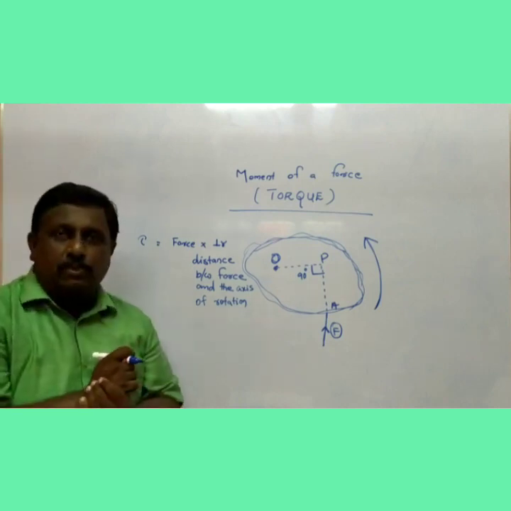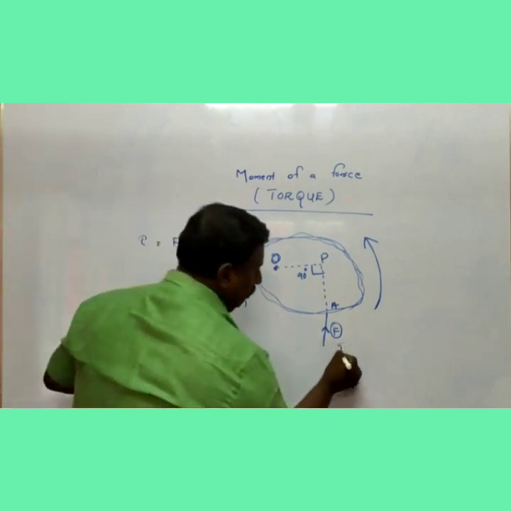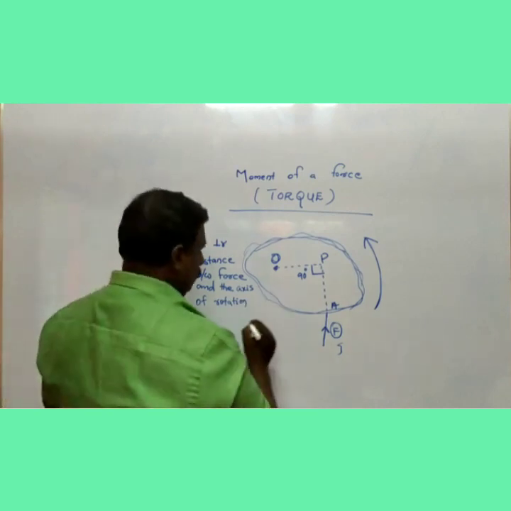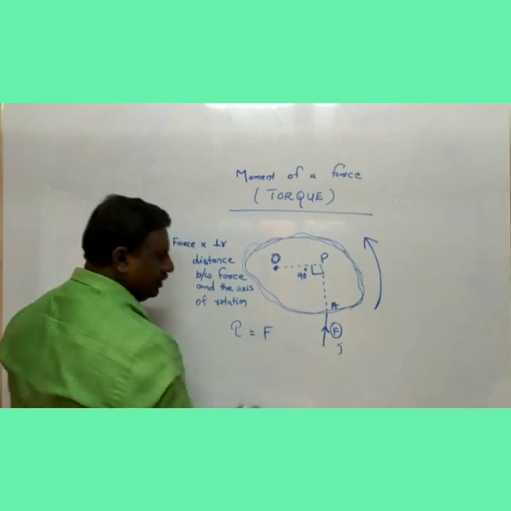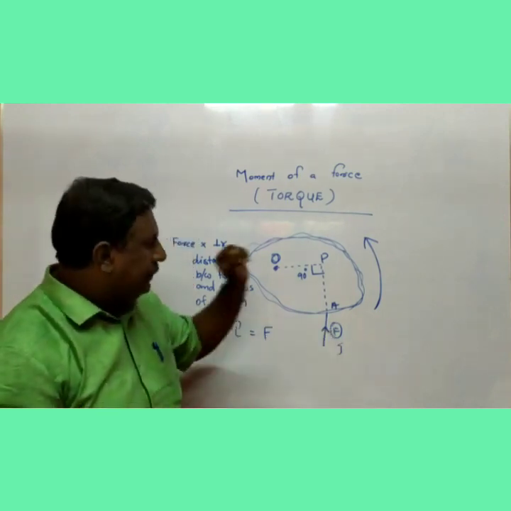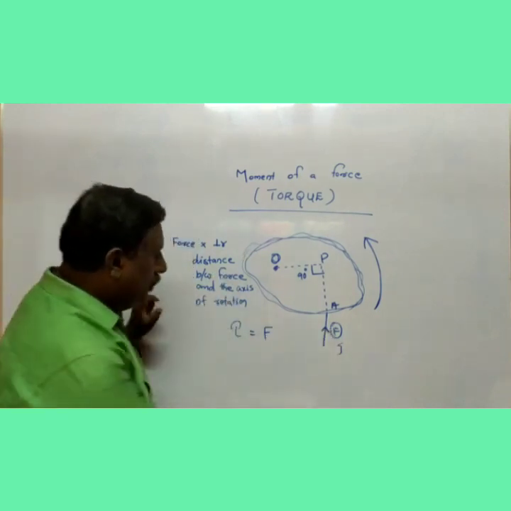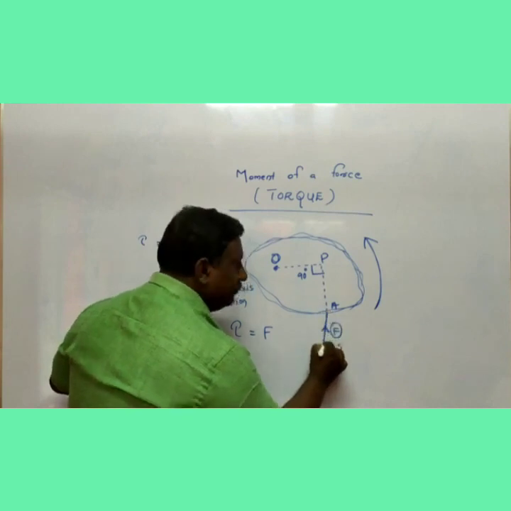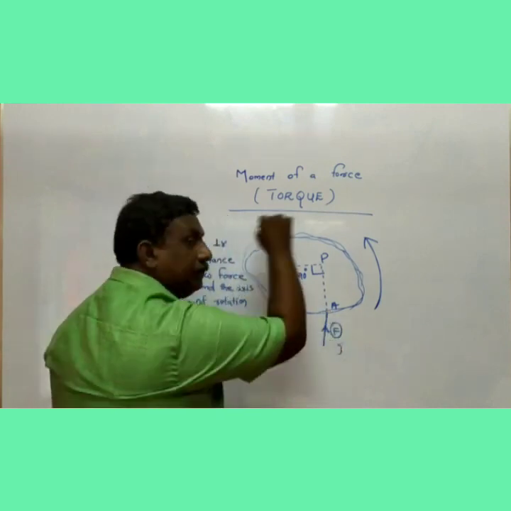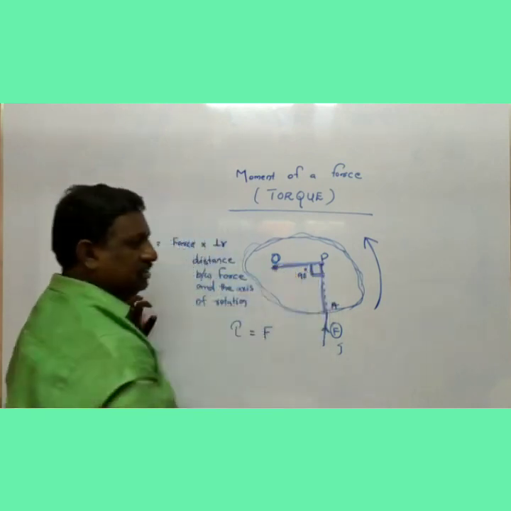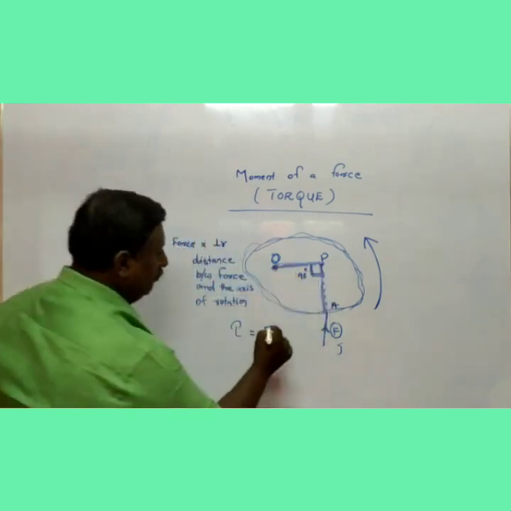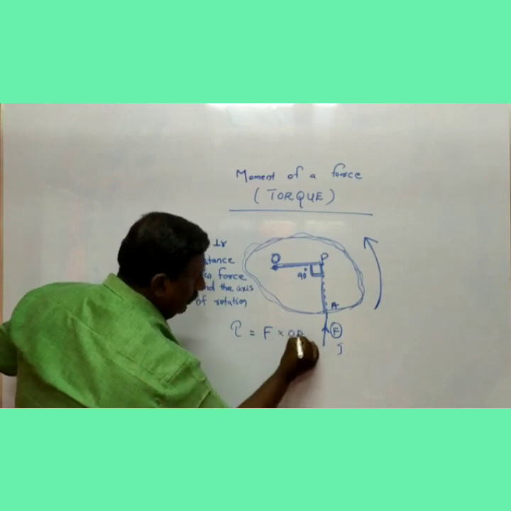Tau is equal to force. Here we have the force. Then tau is equal to force F. Then perpendicular distance between the force and the axis of rotation, that is the pivoted point. Then it's here. This is the perpendicular distance. Can you follow me? Then force into that OP.